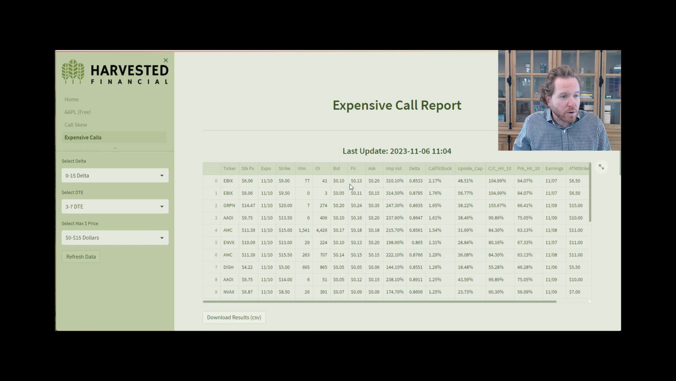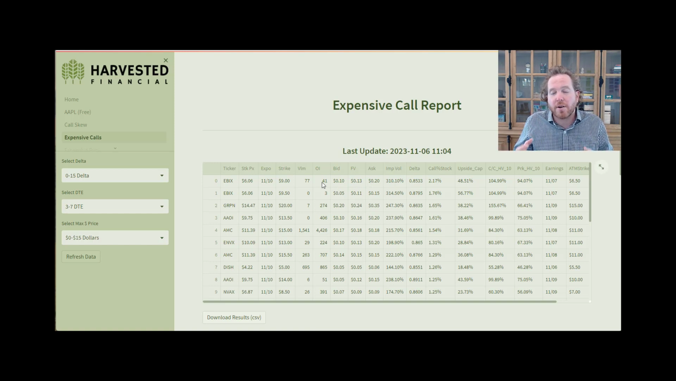So, we're looking at the bid and the ask on EBIX here at this 11:10. That's this Friday's 9 strike expiration. So with stock trading $6.06, the $9 strike has a fair value of about 13 cents. So that gives us an enormous amount of upside.